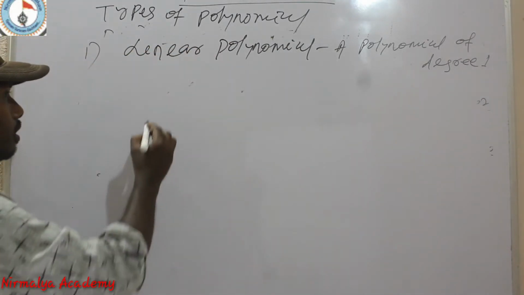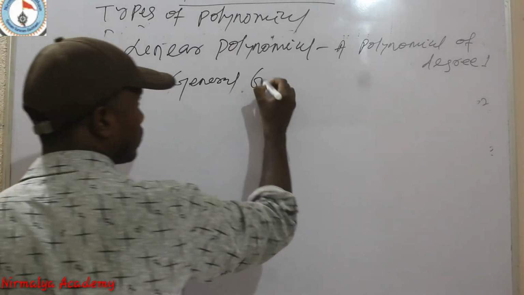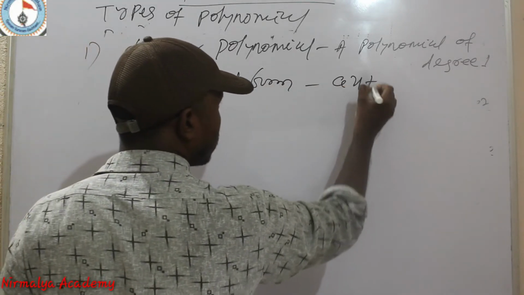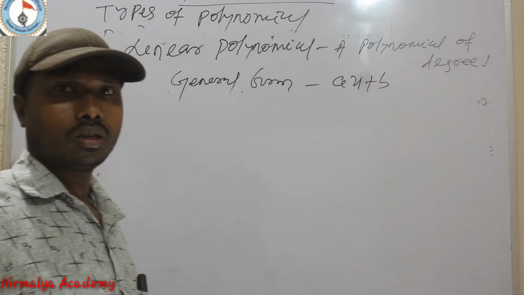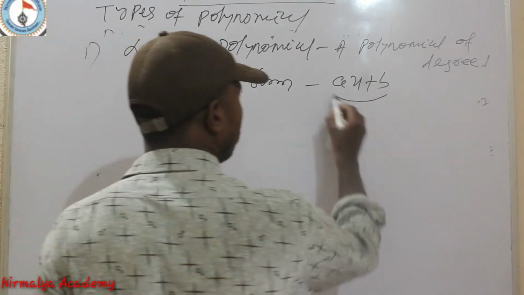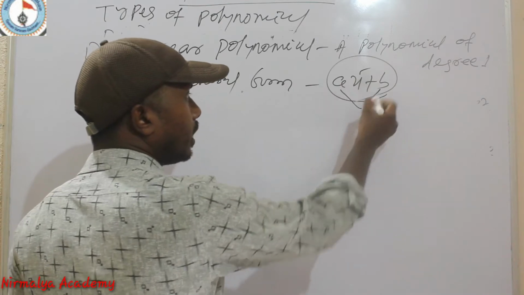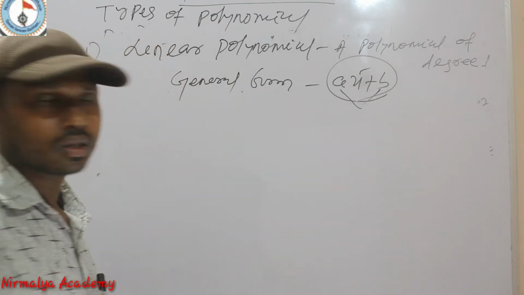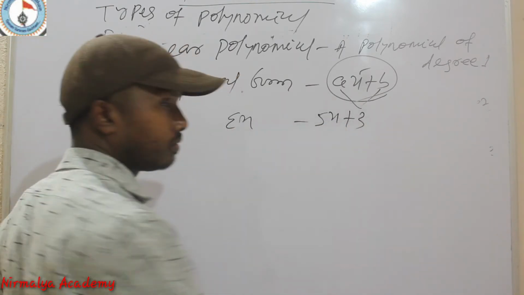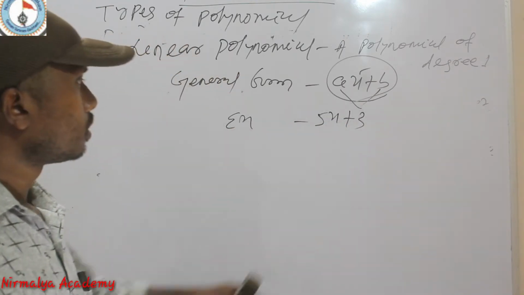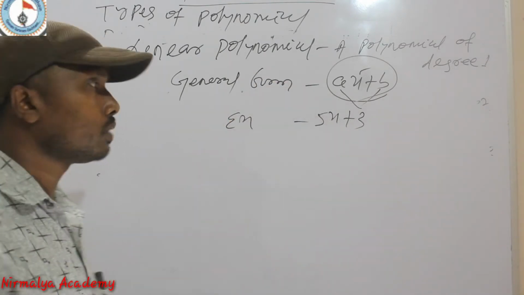And its general form is ax plus b. The linear polynomial का general form ये है ax plus b, where x is a variable, and a and b are any real numbers. For example, 5x plus 3. This is a linear polynomial. Here the highest power of x is 1 or its degree is 1. That's why it is a linear polynomial.